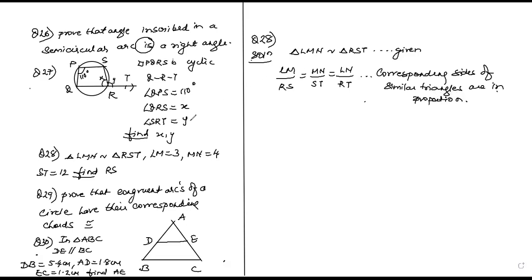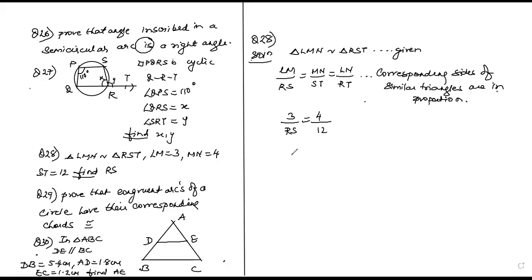ln. How much is ln, children? You can see a 3. How much is rs? Rs is not given, children. mn. How much is mn? 4. How much is st? 12. And this ln and rt both are not given.